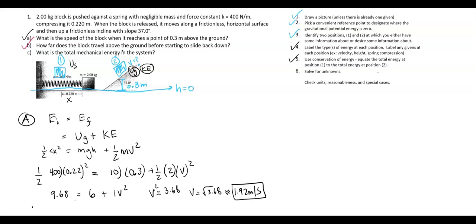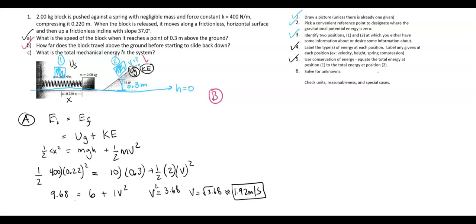Cool. So I went ahead and did the math, and I'm going to get 1.92 meters per second for this final speed at point 2. So let's go ahead and look at part B. And I'll do part B in a different color. So for part B, how far does the block travel above the ground before starting to slide back down?